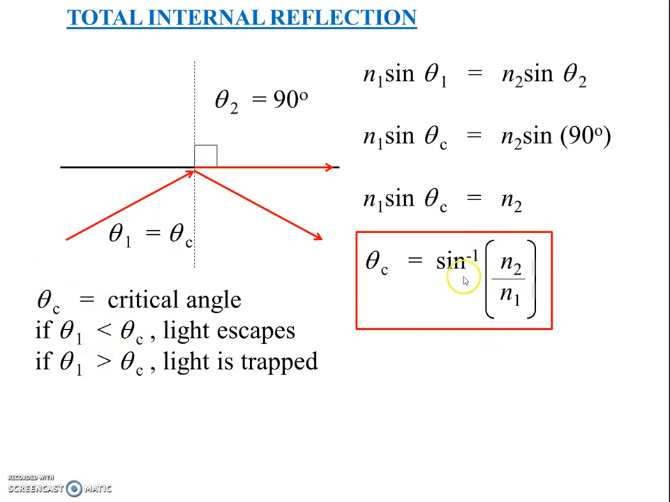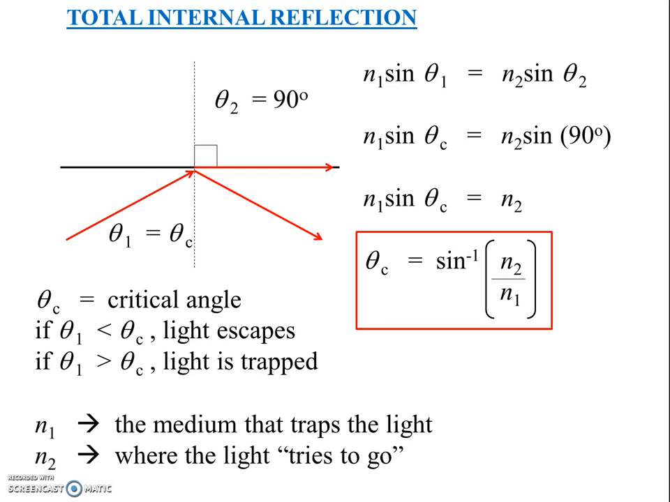Let's make sure we understand the terms here, n2 and n1. n1 is the first medium, so that's the medium that traps the light. n2, that's the second medium. That's where the light tries to go. You're directing the light at that second medium, but it never gets there if theta 1 is larger than theta critical. It gets trapped inside.